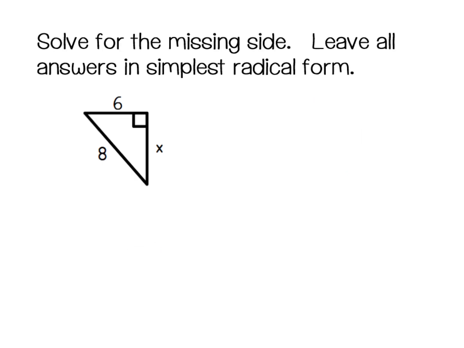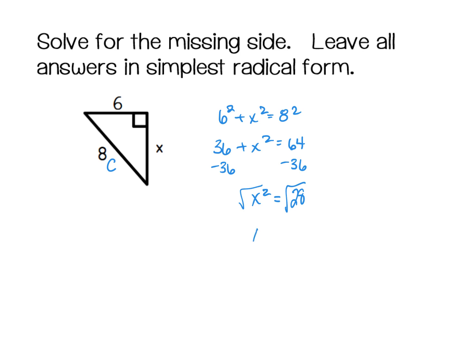Okay, our last problem here. Again, I want to identify c for my hypotenuse. So I have 6 squared plus x squared equals 8 squared. That's 36 plus x squared equals 64. Subtract 36 from both sides, and I get 28. Take the square root of both sides, so I have x equals radical 4 times radical 7. The square root of 4 is 2, so my answer here is 2 radical 7.